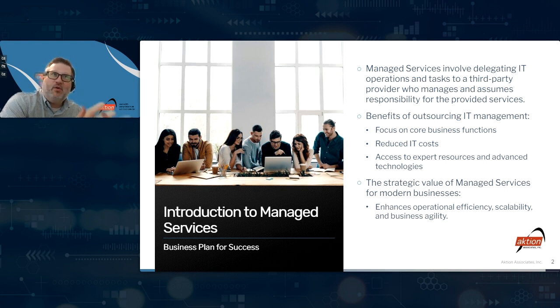So really, overall managed services, contracting out for either staff addition, co-management, or really having someone else run the entirety of your IT support allows you to enhance your operational efficiency, can allow you to grow more quickly if you need to, and really makes your business a little more agile. So a lot of high value in managed services overall.